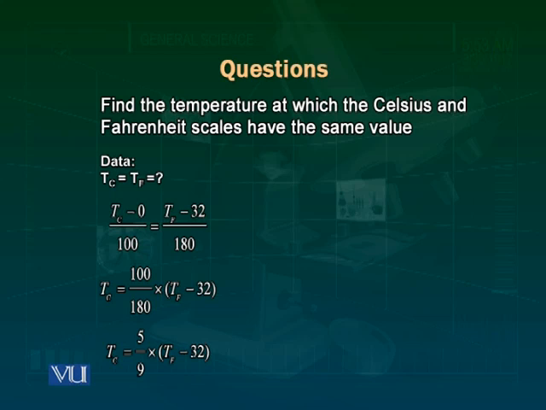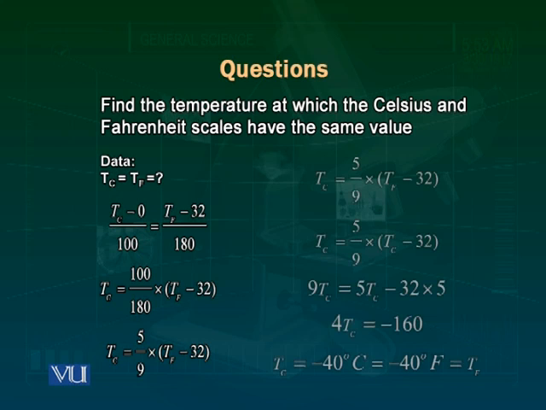Now, when you solve it, basically you get Tc is equal to 5 over 9 into Tf minus 32. However, we have been given the information that temperature in Celsius and temperature in Fahrenheit are equal. So we replace Tf by Tc, and we get 9 Tc is equal to 5 Tc minus 32 multiplied by 5, or 4 Tc is equal to minus 160. So temperature in Celsius should be equal to minus 40 degrees Celsius.